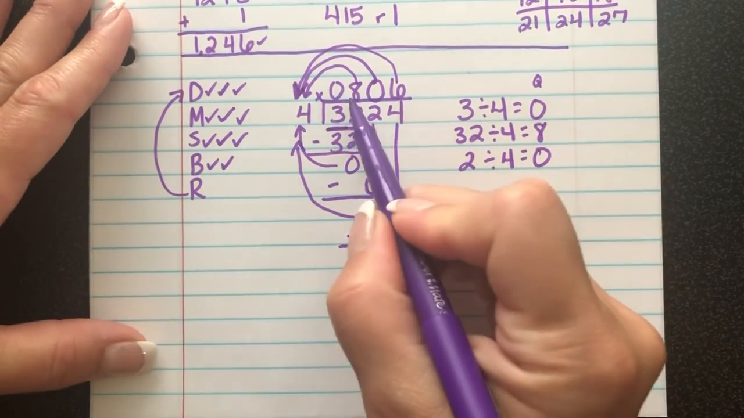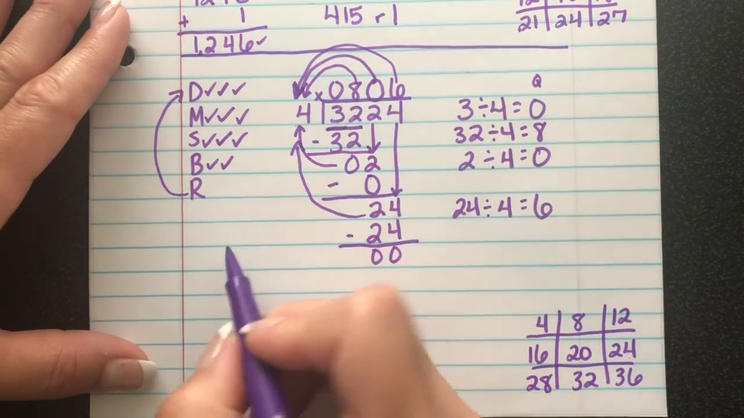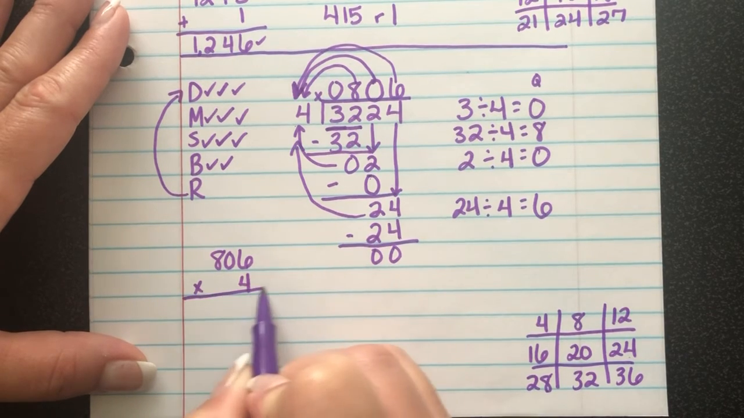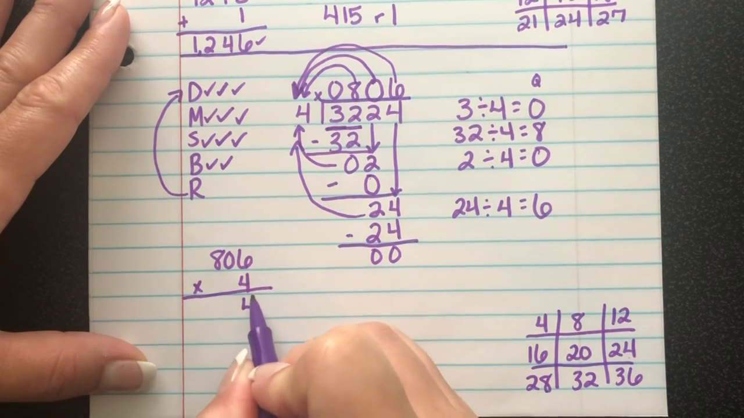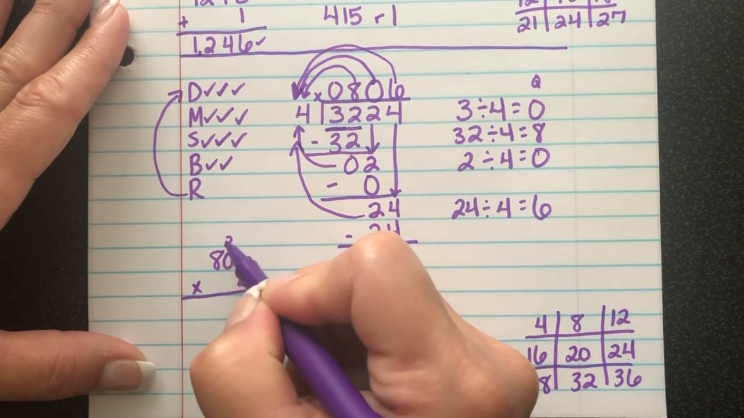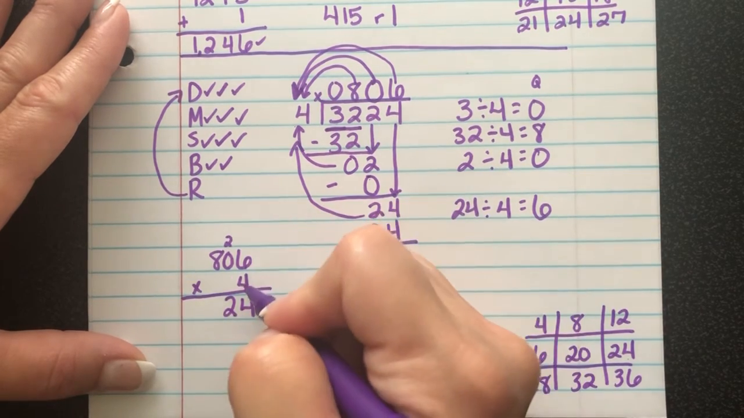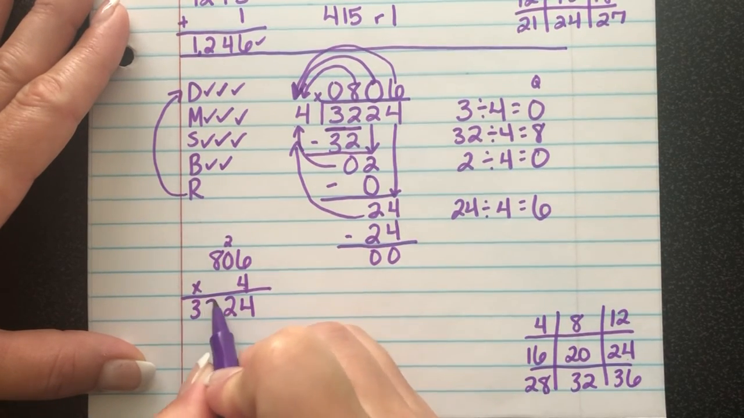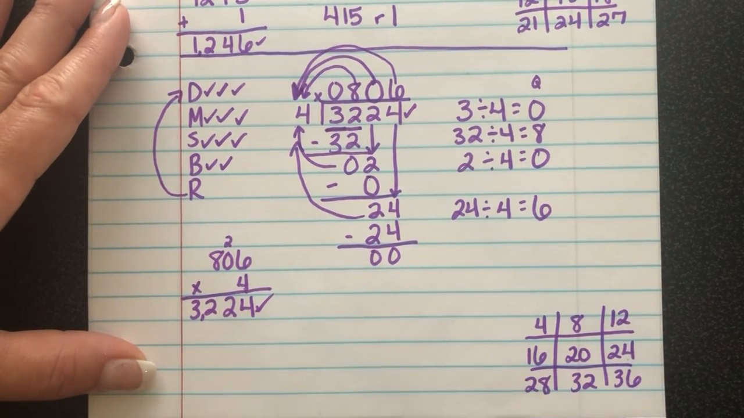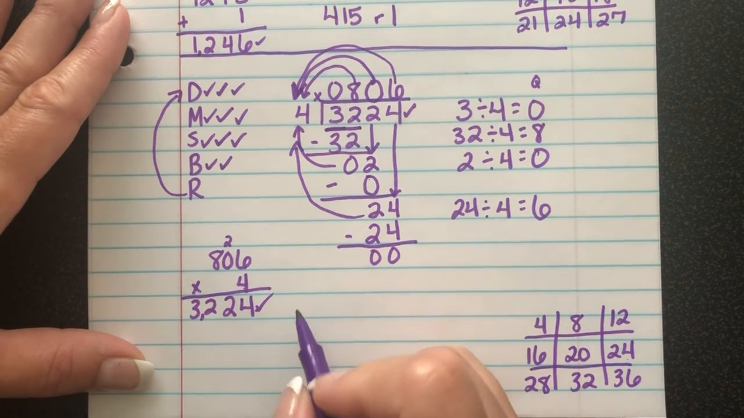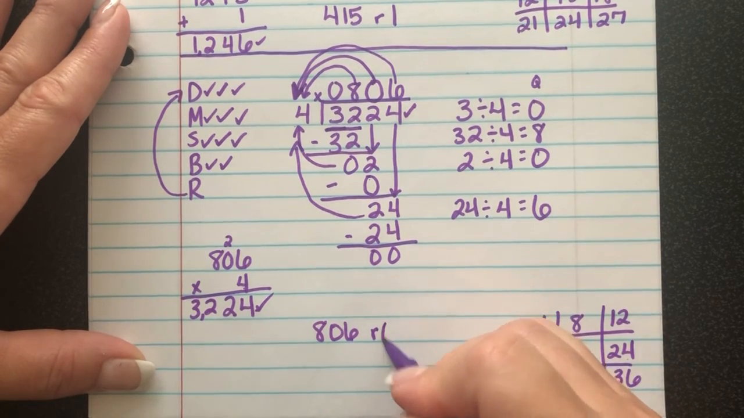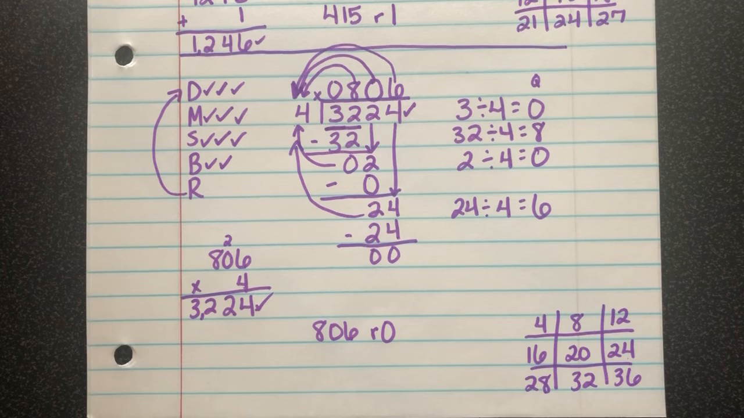Now I need to multiply my 806 times 4. All right, 806 times 4. 6 times 4 is 24. Carry my 2 up and over. 4 times 0 is 0. 0 plus 2 is 2. 4 times 8 is 32. This time it does match because I don't have a remainder to add in. So my answer for this problem would be 806 remainder 0.